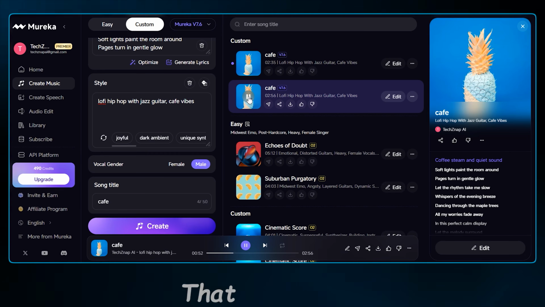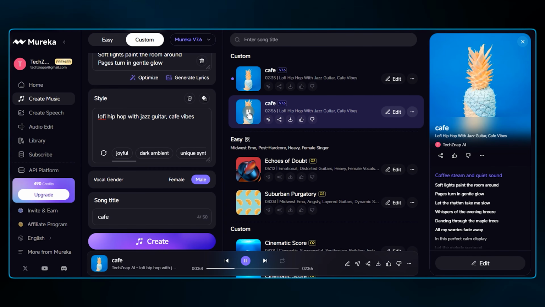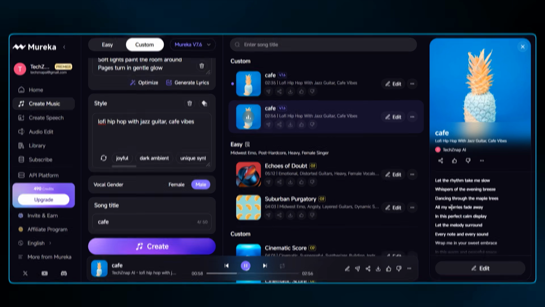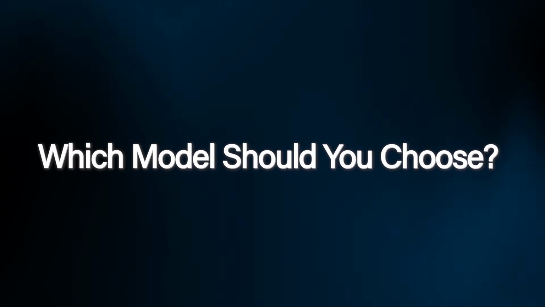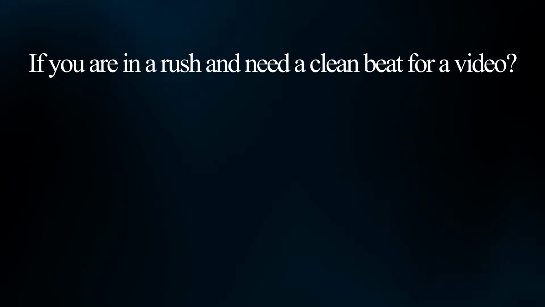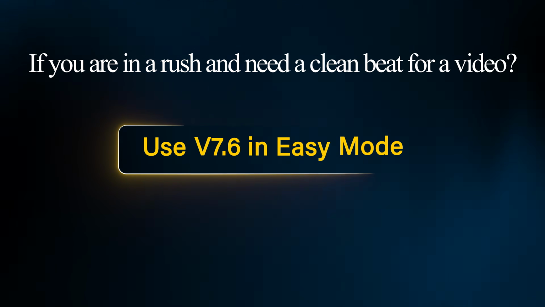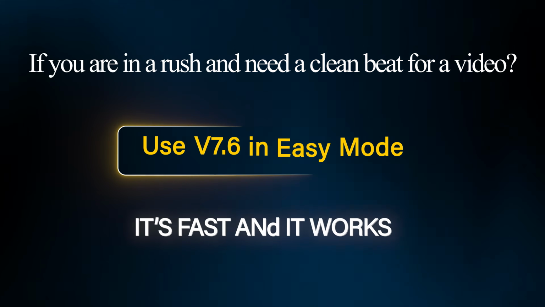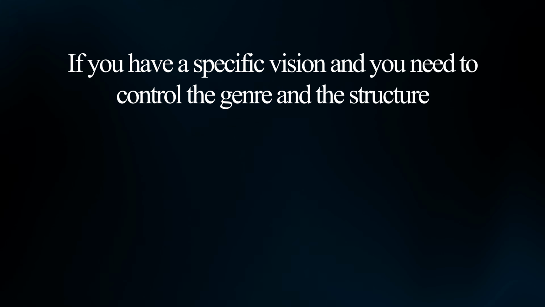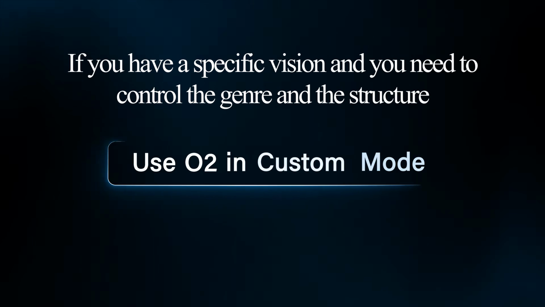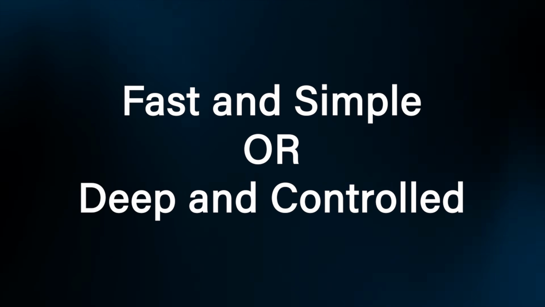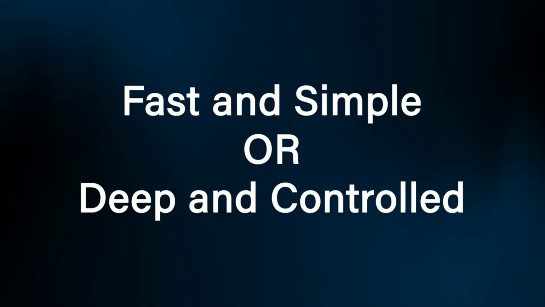That is great. A perfect laid-back chill hip-hop. Not much of jazz guitar here, but a great song anyway with realistic vocals. So which model should you choose? If you are in a rush and need a clean beat for a video, use V7.6 in easy mode. It's fast, and it works. If you have a specific vision and you need to control the genre and the structure, use O2 in custom mode. It's great to see a tool that lets you choose between fast and simple or deep and controlled.